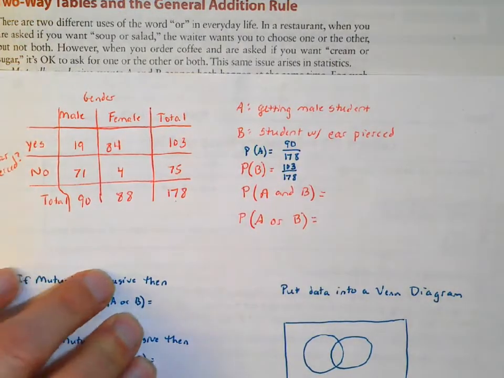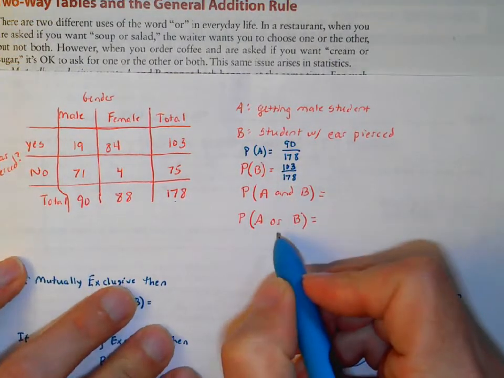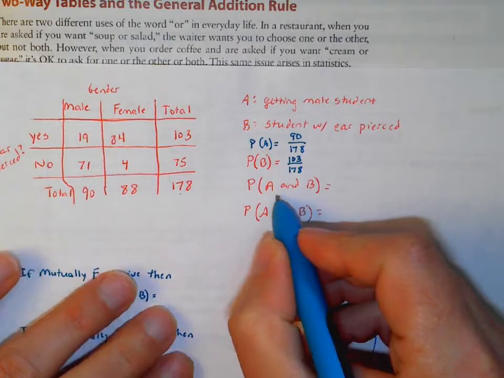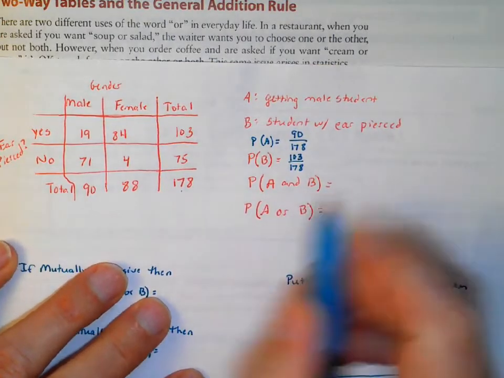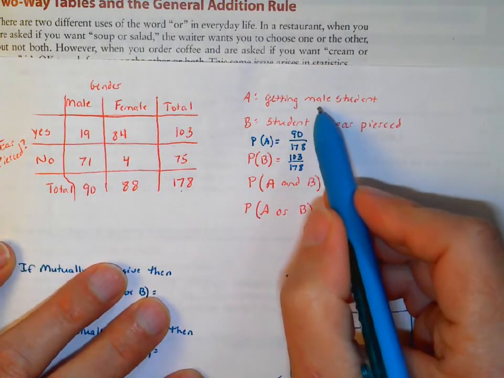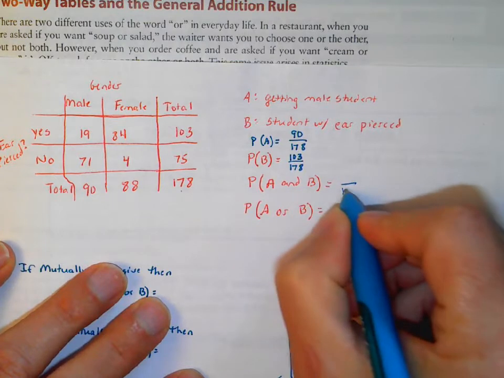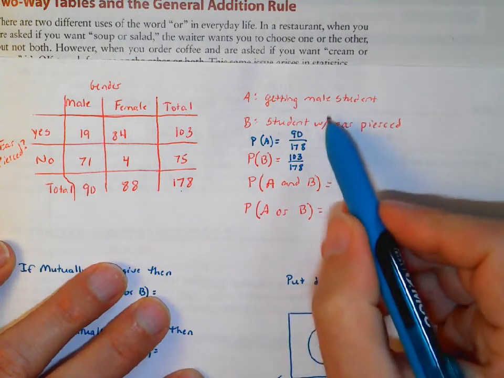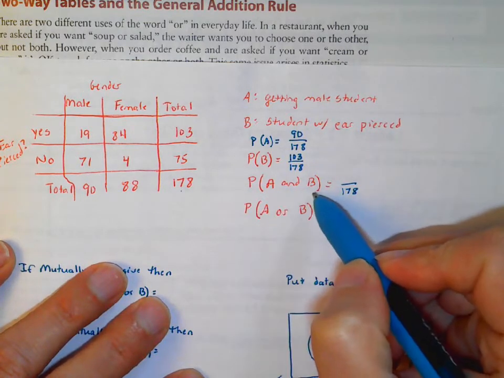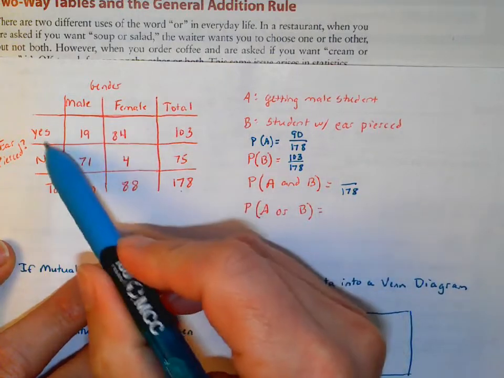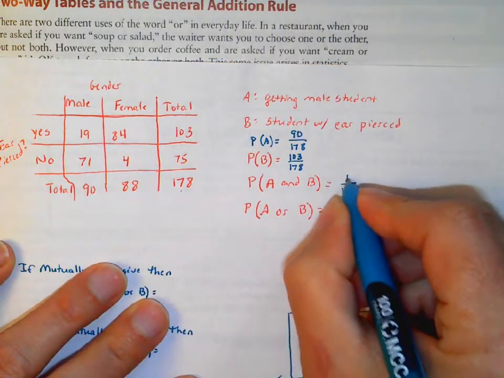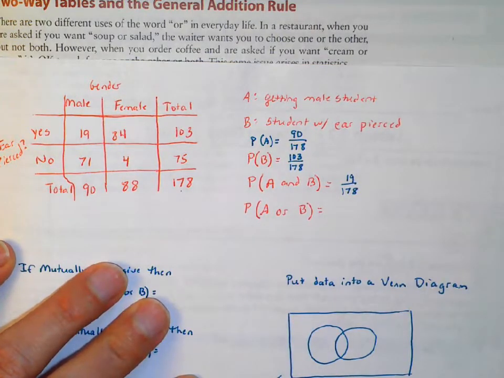Now we'll get a little bit more complicated here. Probability of A and B. So probability of getting a male student and having their ear pierced. Out of the 178 people, how many people are both male and have their ear pierced? Male and ear pierced was 19 out of the 178.